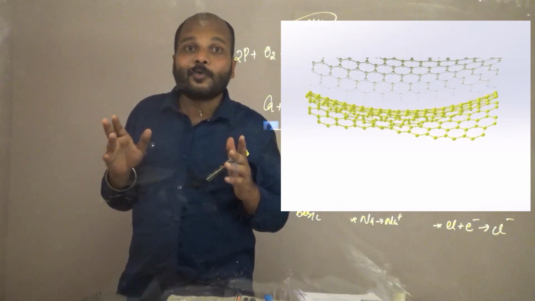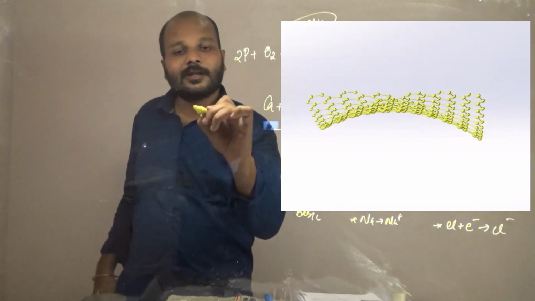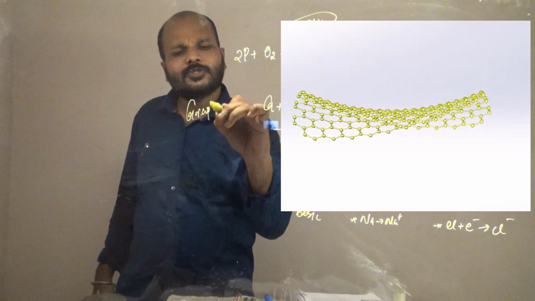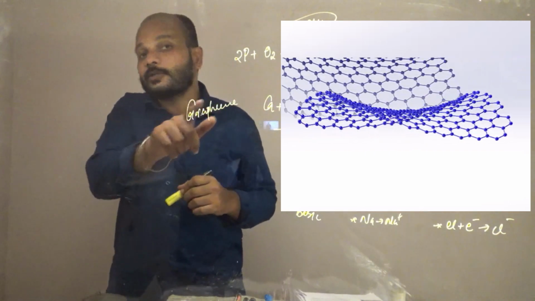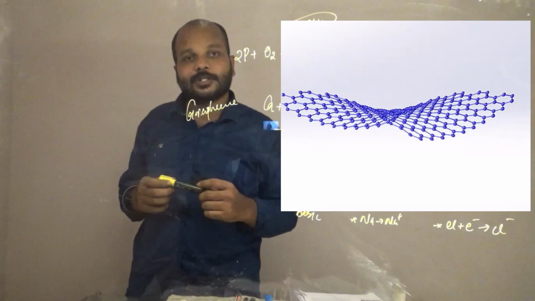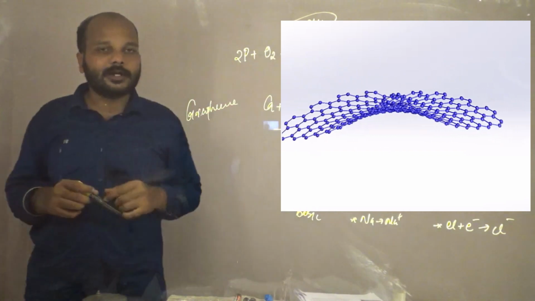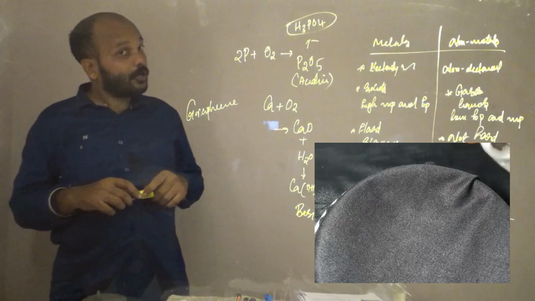You might have heard about graphene. There is one material called graphene. You can also say graphite. This is an exceptionally conducting material. Graphene is a non-metal, but it is a very strongly conducting material.